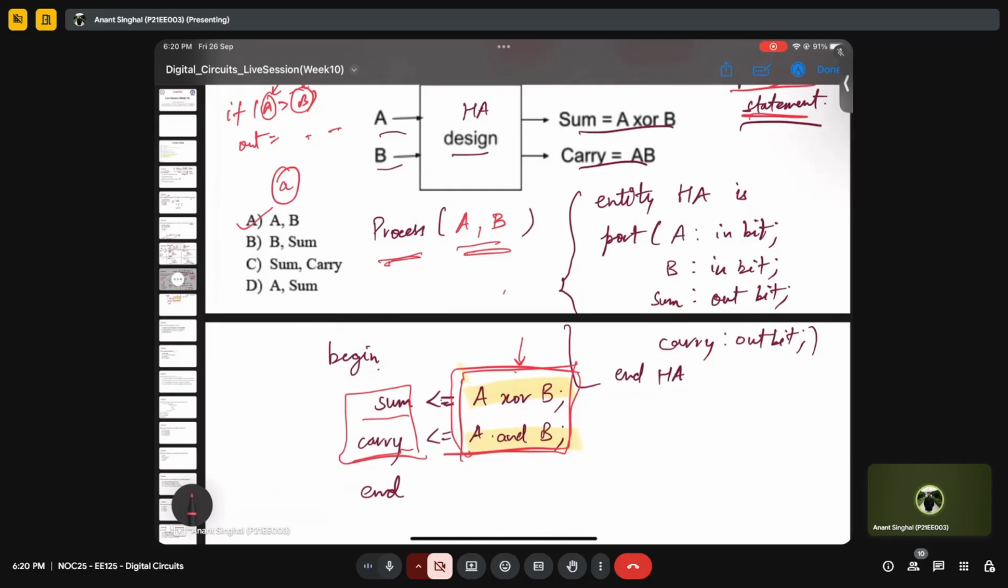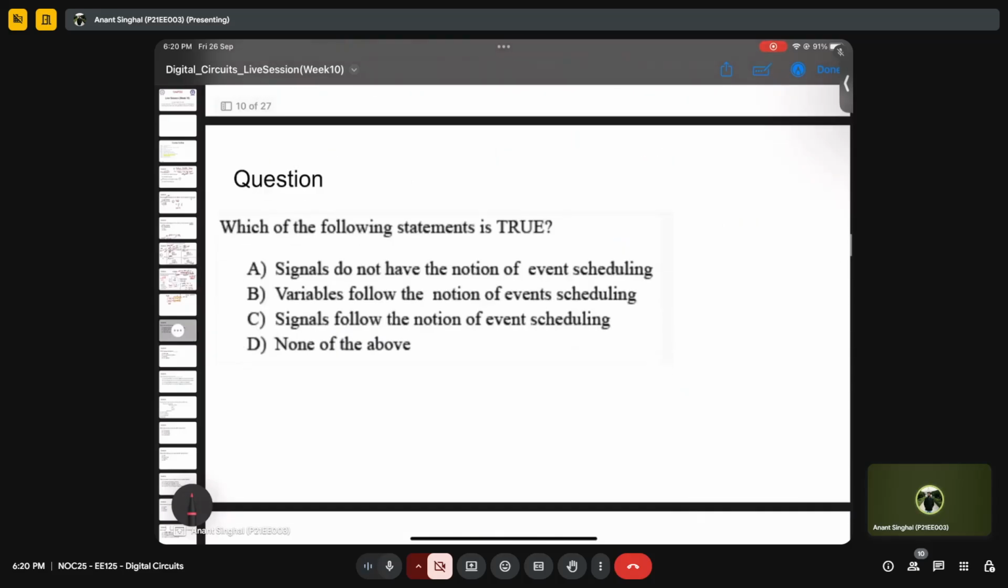So maybe we can move ahead. Yeah, this is the next problem. Which of the following statements is true? If you have the idea, you can write your answers in the chat box. Maybe I'll give you a minute or so, and then I'll try to explain if you don't already know.